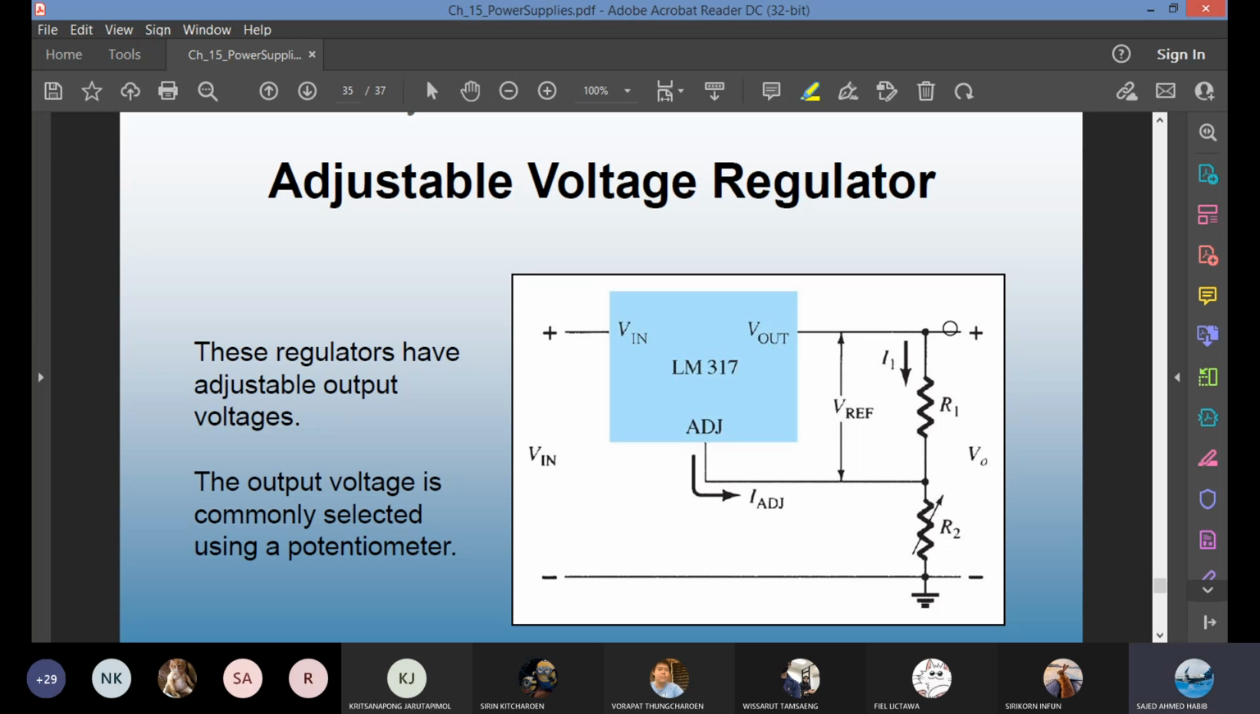So you connect external components like this. You have 2 resistors, R1 and R2. You're taking the output from the top to bottom. You can pick R2 to be a variable resistance or a potentiometer, and then you will be able to change the output voltage.